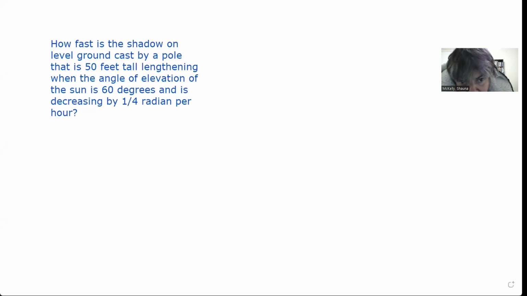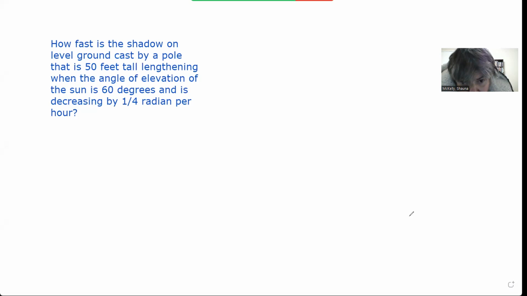Here's how the problem reads. How fast is the shadow on level ground cast by a pole that is 50 feet tall, lengthening when the angle of elevation of the sun is 60 degrees and is decreasing by 1/4 radian per hour? Okay, we've got a lot going on. That's one sentence, believe it or not. And we've got a lot going on there.